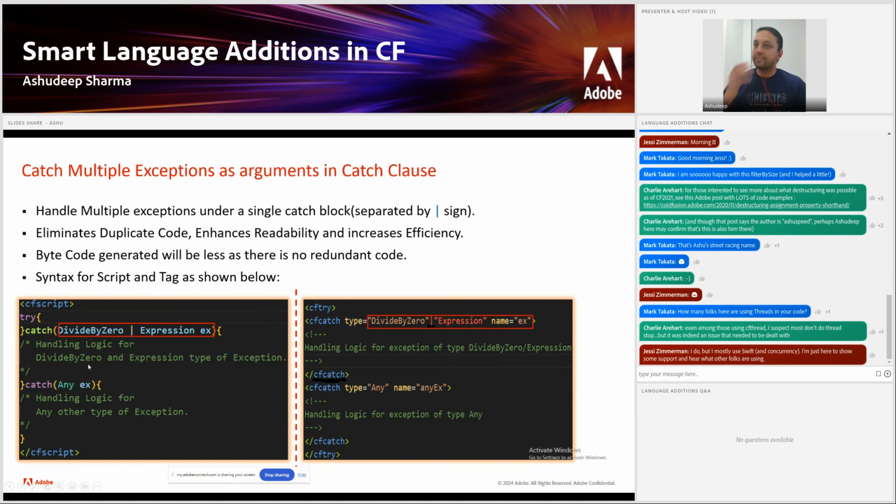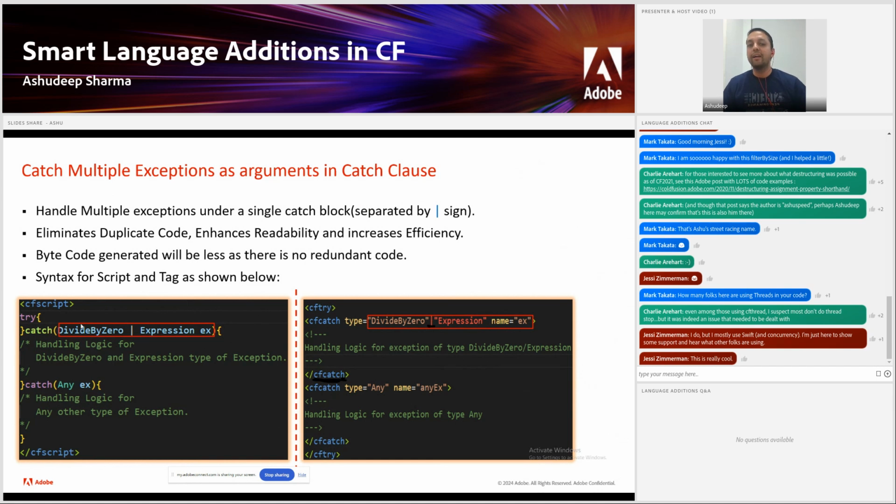It eliminates the duplicate code because you don't need to write the code again and again, and enhances the efficiency as well as readability. Apart from that, the bytecode that gets generated by writing this kind of logic is more optimal because you don't repeat those steps again and again. The syntax for script and tag are as shown below. In the script syntax, you can specify those exceptions just by pipe signs and write the logic. In the tag format, you specify type equal to and separate them by the pipe sign.